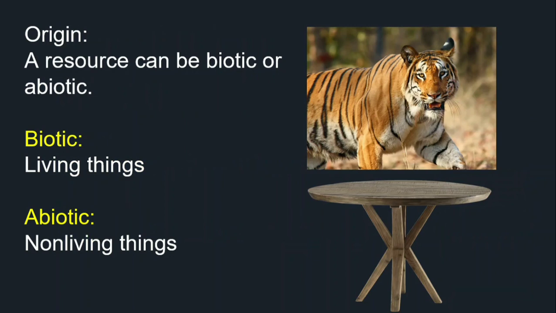Origin. A resource can be biotic or abiotic, which is living or non-living. Biotic is living, abiotic is non-living. For biotic resources, examples are tiger, ourselves, and for abiotic, table, chair, books, pens, skipping rope, etc.